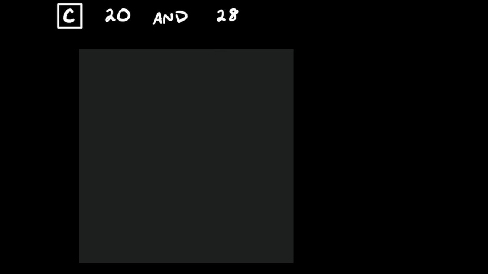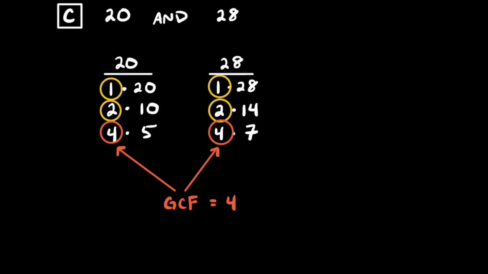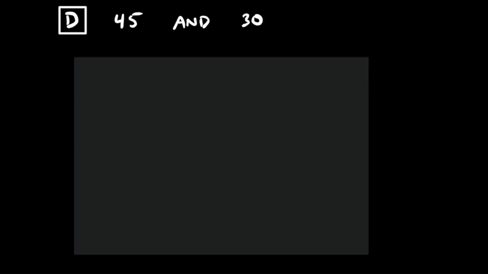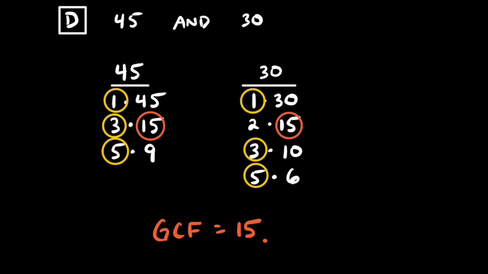Now it's your turn. Pause the video and try to find the GCF for 20 and 28 by listing all their factors. Unpause when you're ready to check. The GCF is 4. And let's try one more. Find the GCF for 45 and 30 by listing all their factors. Pause the video now. The greatest common factor for 45 and 30 is 15.